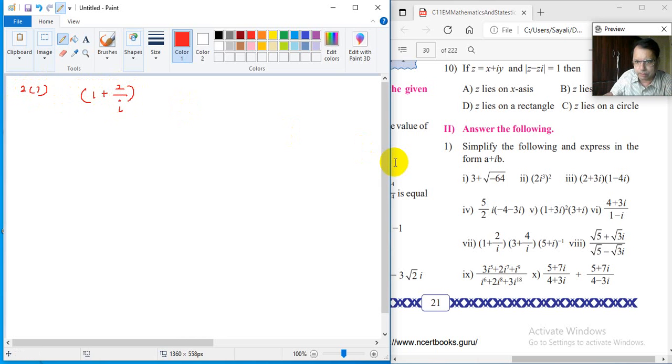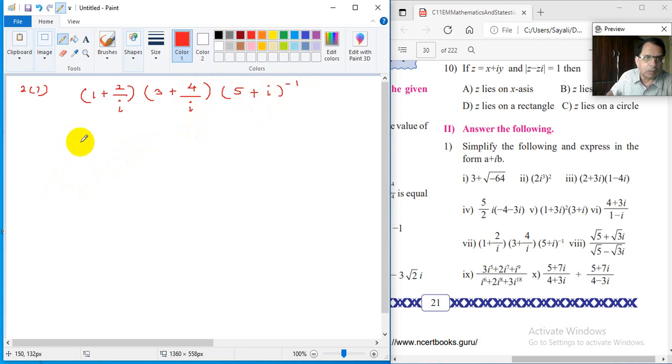I am solving this problem: (1 plus 2 upon i) into (3 plus 4 upon i) into (5 plus i) raised to minus 1. You have to express this in the form a plus bi.